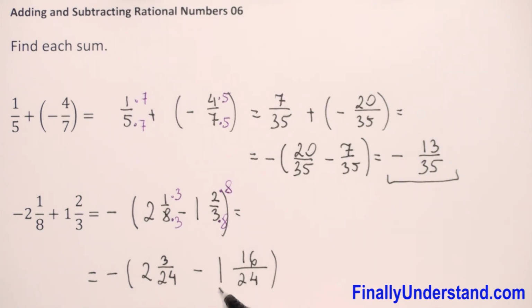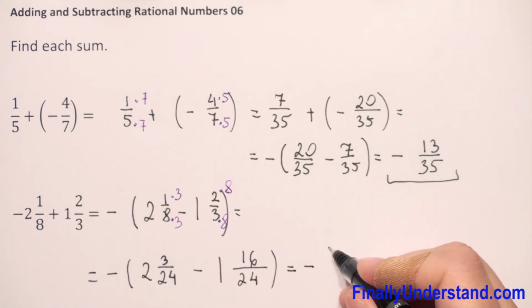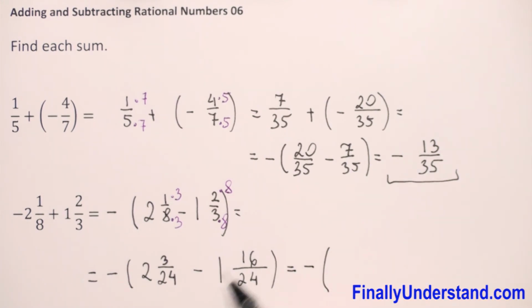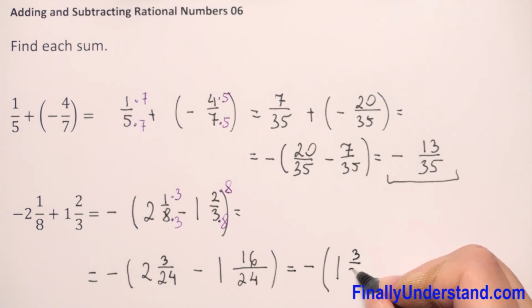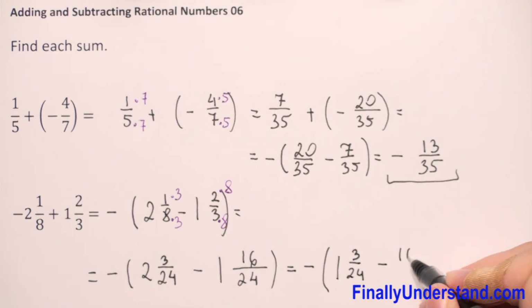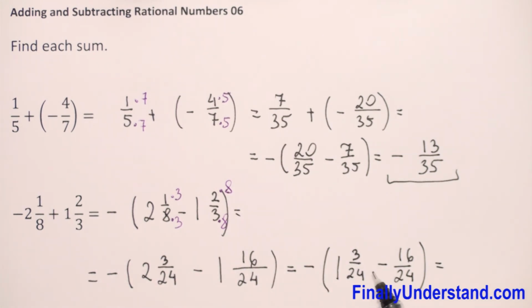So first we will subtract 1 from the whole first number. So we copy negative sign, and we will have 2 minus 1 is 1. And we copy first fraction. We have 3 over 24. And we also have to subtract 16 over 24. So this is equal. Negative sign we have to copy. And now we have to subtract 16 over 24.